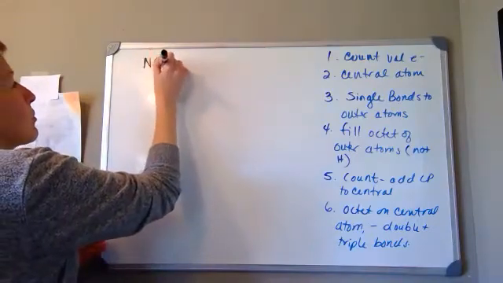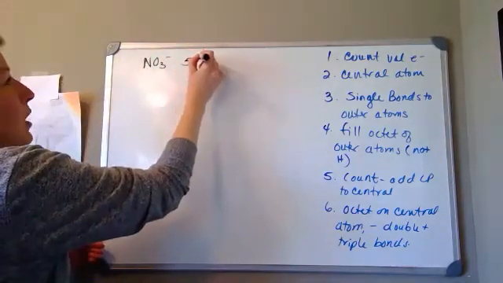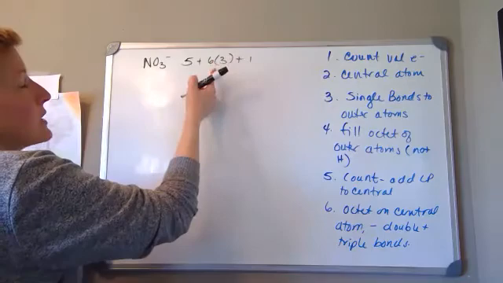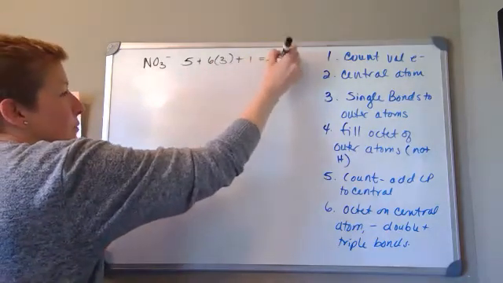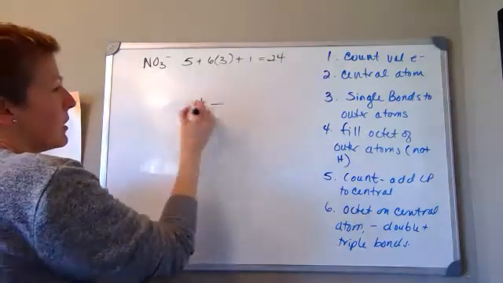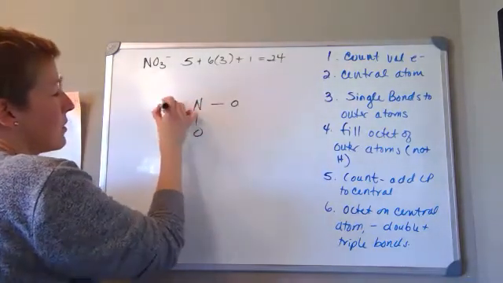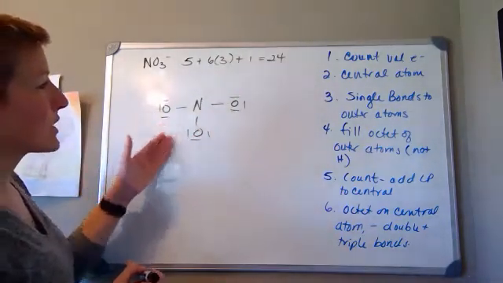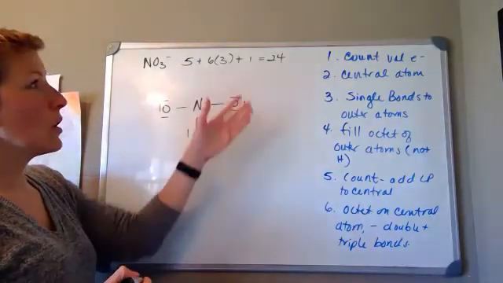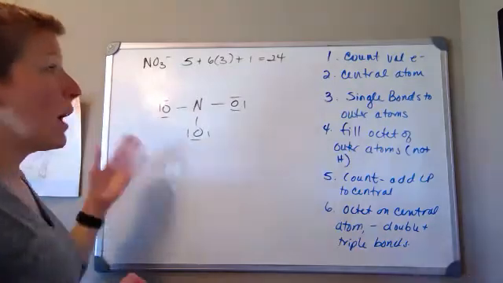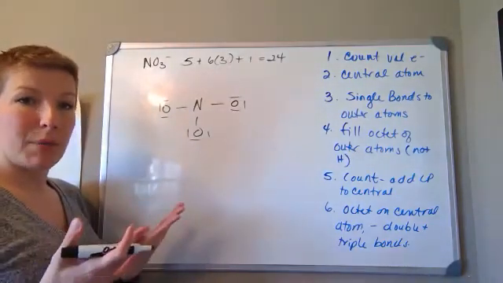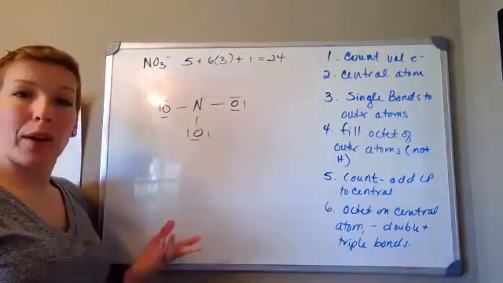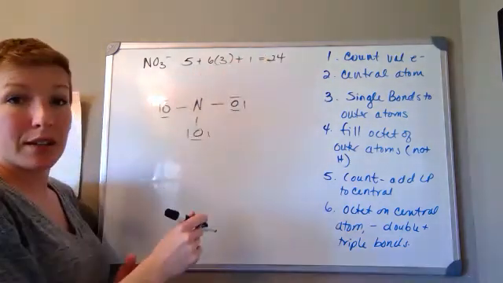All right, NO3 minus. We count: 5 electrons for nitrogen, and then 6 times 3 plus that -1. So that's 18, 23, 24. Nitrogen's in the middle, and oxygen goes on either side. We fill oxygen's octet, and we count 2, 4, 6, 8 times 3, which gives us 24, which we're totally fine with, right? But if we look at this, nitrogen's not happy. 2, 4, 6. It only has 6. But we can't add a lone pair because then we would increase to 26.